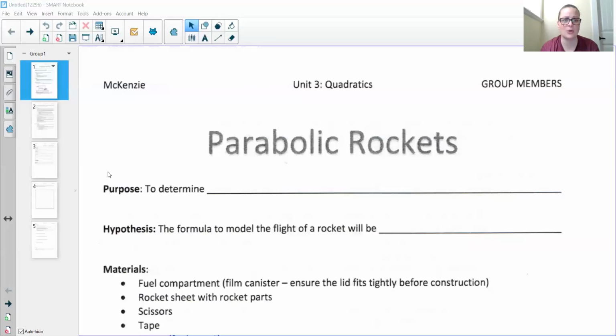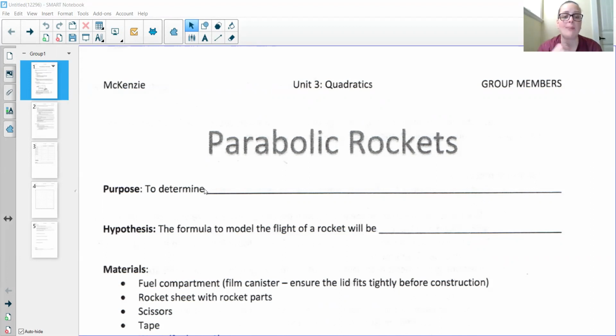So what I'm going to do now is go over that additional document that was provided for you. The purpose of this activity is to determine the equation for the parabolic motion of the rocket. We're going to figure out what the equation is for your specific rocket. All the rockets are going to be different. I should not have two students submit the same equation for different rockets, because they will not have the same ones.